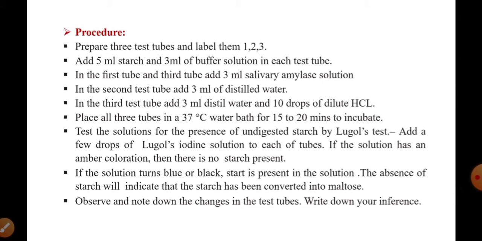So what are we doing? We are adding Lugol's iodine solution to all the 3 test tubes. And then we'll note down the color change. Now students, to understand this procedure even better, let us see the working part of this experiment and then we'll discuss the observation and the conclusion.